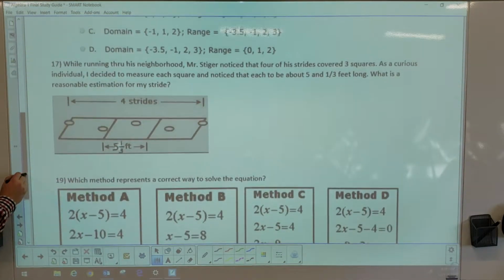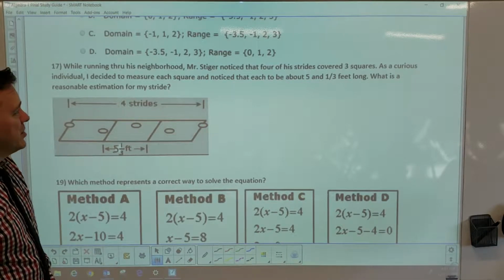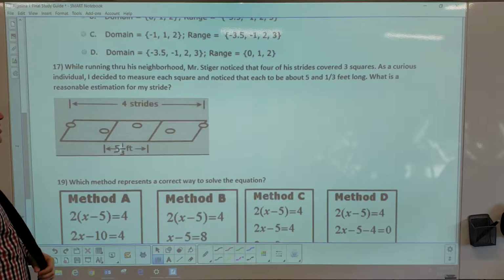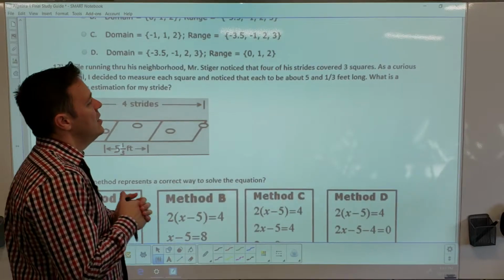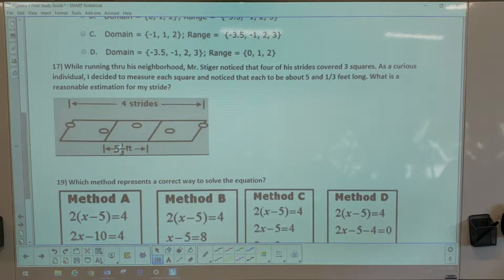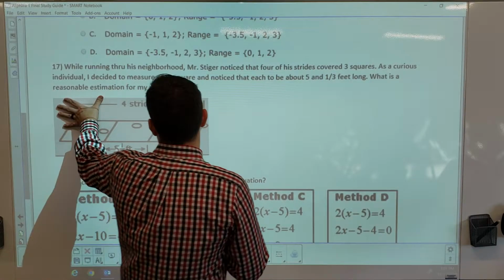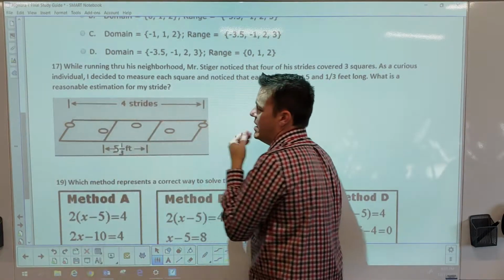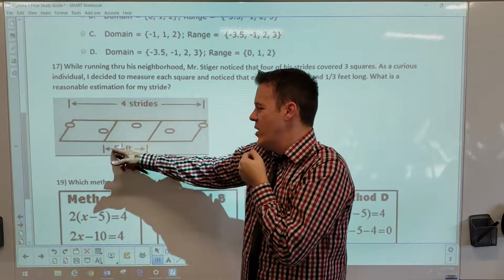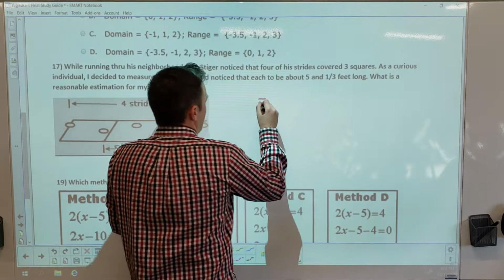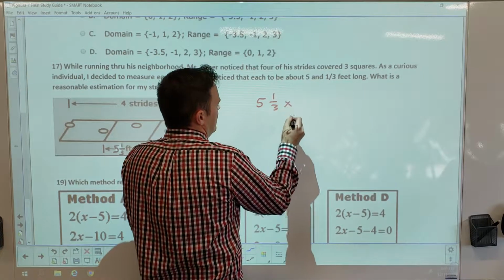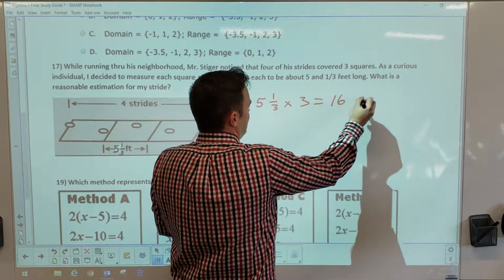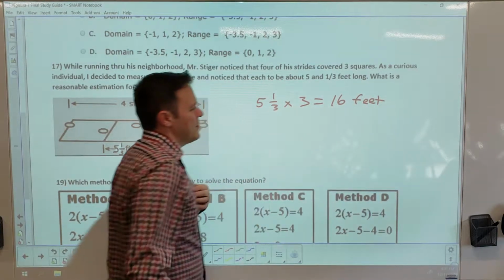17. While running through his neighborhood, I noticed that 4 of my strides covered 3 squares. As a curious individual, I decided to measure each square. And I noticed that each one is about 5 1/3 foot long. What is a reasonable estimation for my stride? Okay, so if I know I have 4 strides from here to here, and that my equation setup is 5 1/3, I know my total distance would be, if I have 3 squares, multiply this together, it actually equals 16 feet. Okay, so I'm going 16 feet.